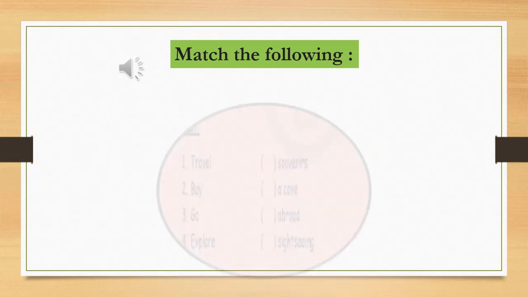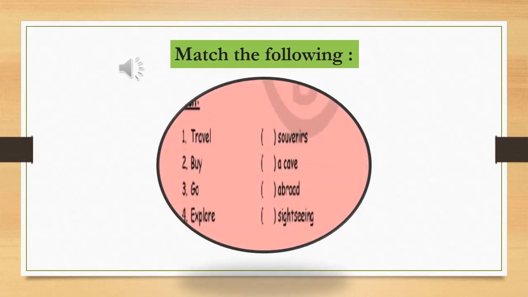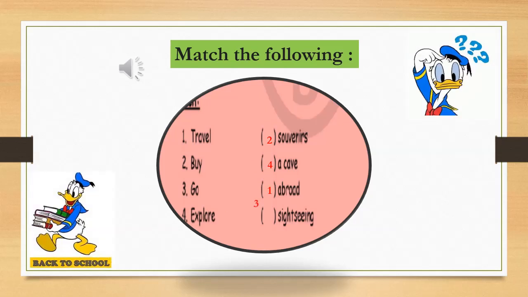Let's move to the next exercise. Match the following. We have number 1, travel; 2, buy; 3, go; 4, explore. Number 1, travel. It's travel abroad. 2, buy souvenirs. 3, go sightseeing. 4, explore a cave.